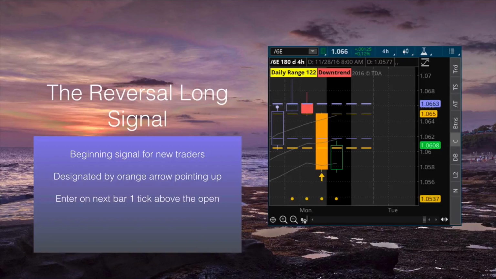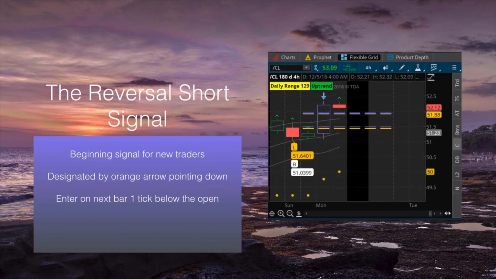In a reversal short, it's kind of the same thing except in the opposite direction. What you would have is a bar forming with an arrow pointing down because it's going to be a short. And the entry is the same. You go in one tick below the open because it's a short. You don't go one tick above like you would in a long. And that's pretty much it.